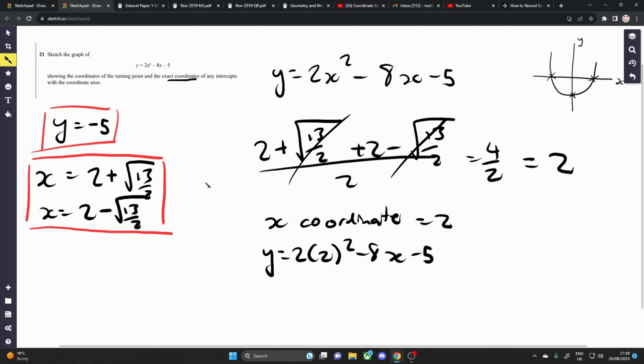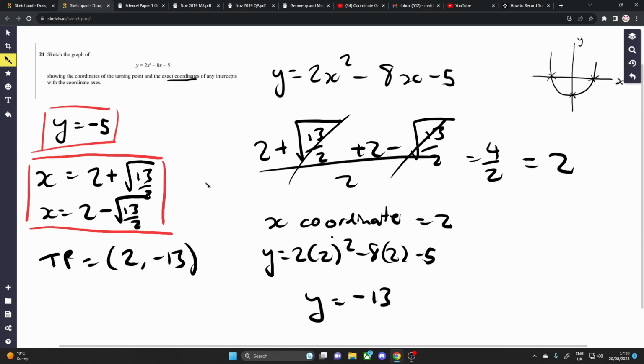And by working that out, 2 squared is 4 times 2 is 8 minus, oh sorry, this should be 2. So, sorry, let's do that again. So 2 squared is 4 times 2 is 8 minus 16 is minus 8 minus 5 is minus 13. So y is equal to minus 13. So the coordinates for the turning point, I'm going to write TP equals (2, minus 13). I'm going to box that.